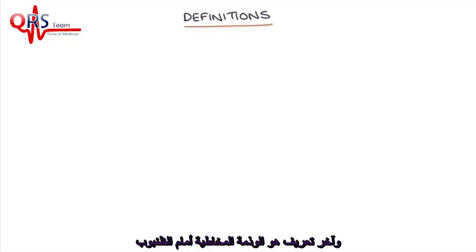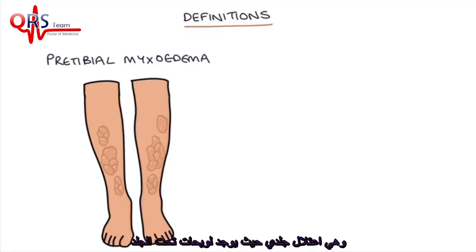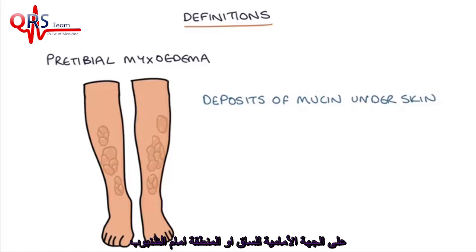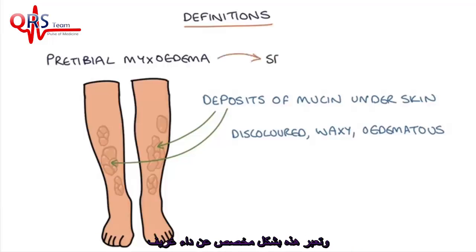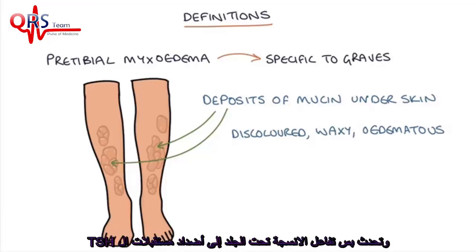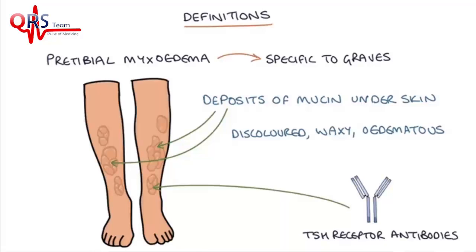And the final definition is pretibial myxedema, and this is a dermatological condition where there's deposits of mucin under the skin on the anterior aspect of the leg, or the pretibial area. And this gives a discoloured, waxy, edematous type of appearance to the skin over this area. And it's very specific to Graves' disease. And it's caused by a reaction of the tissues under the skin to the TSH receptor antibodies.